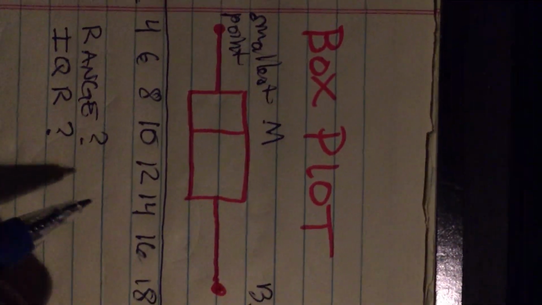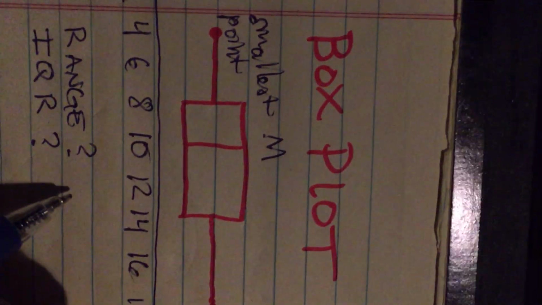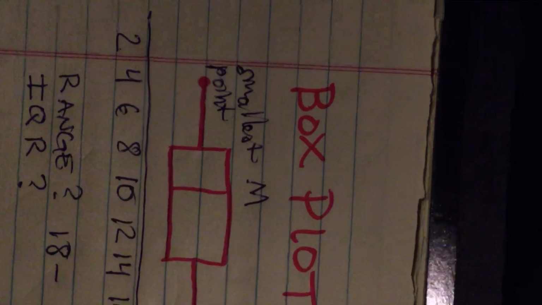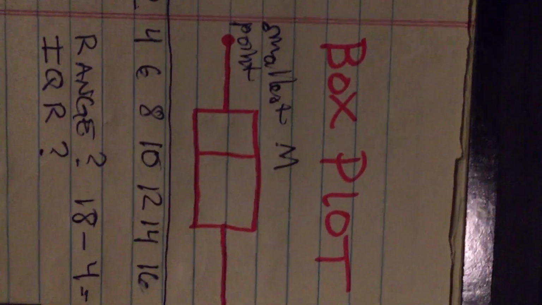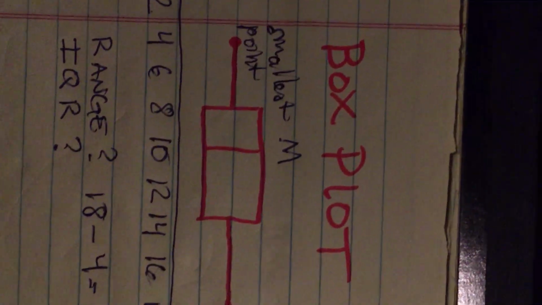What do you think we can use those for? Sorry, sloppy doing this on the car. The biggest number minus the smallest number, what's that? That's the range. Okay, so I would have 18 minus my smallest number of 4, and my range, I could tell you on this set of data, is 14.